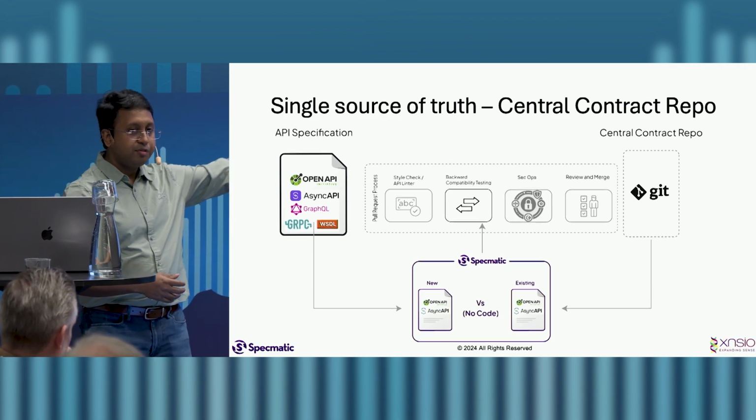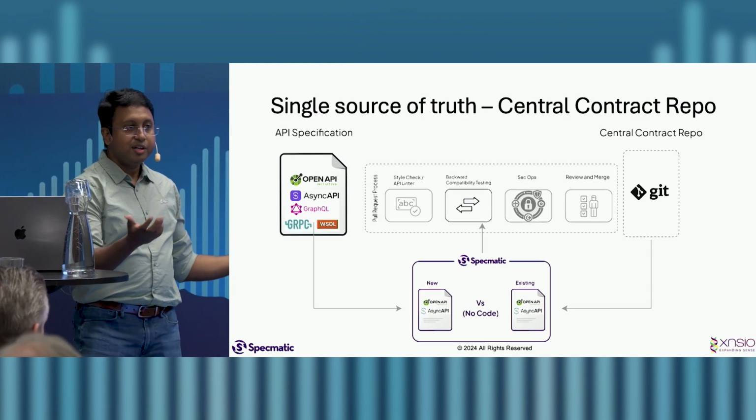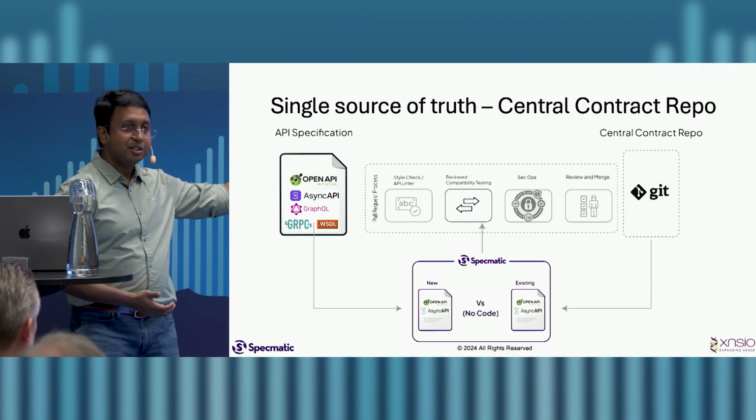And then you merge it, review and merge. That's pretty much it. You've done the entire journey. This is a very, very familiar Git workflow that most of us have. And you have traceability in terms of what are the changes that happened.